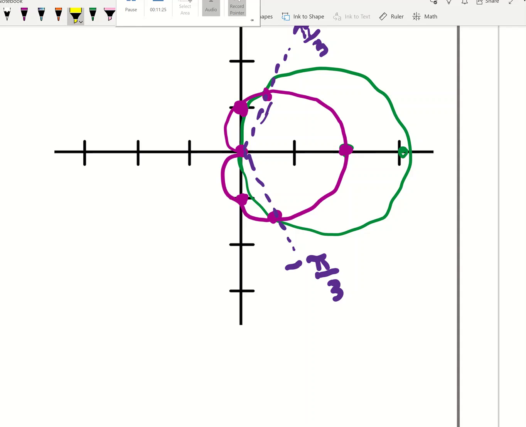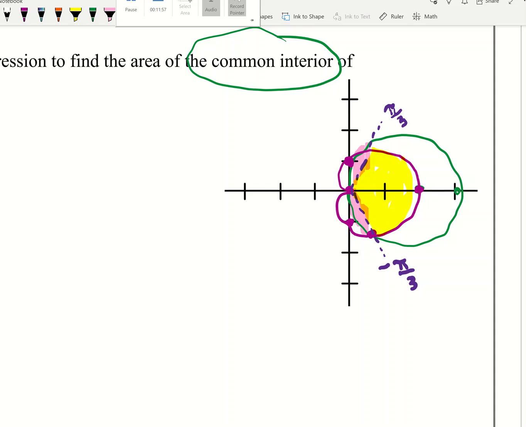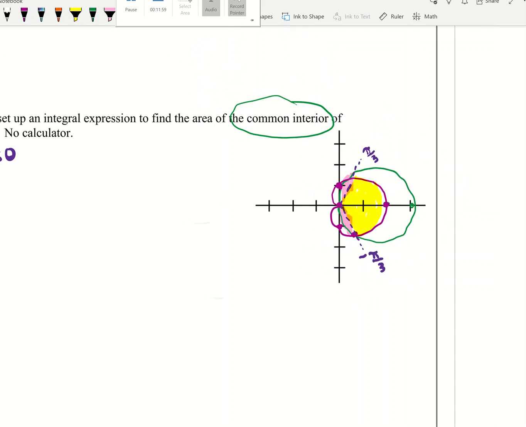These dividing angle lines. I'm going to color these in as yellow. That's not the only region I want. Also, as part of the common interior, I'll color this pink. These parts right here are also inside both the circle and the cardioid, but they're on the other side of those dotted lines where my angles are at. And I'm going to need to think about them differently.